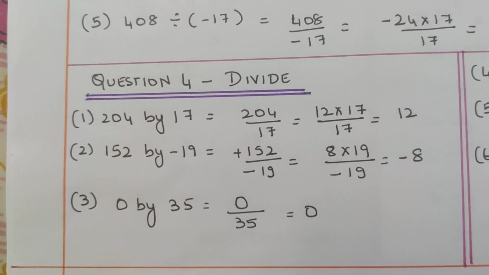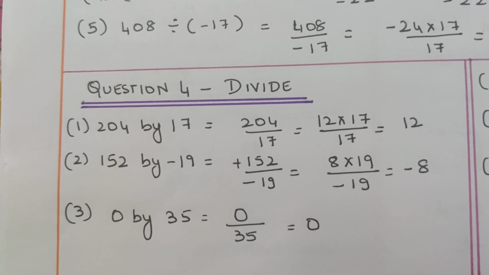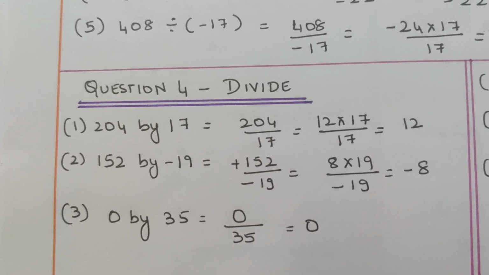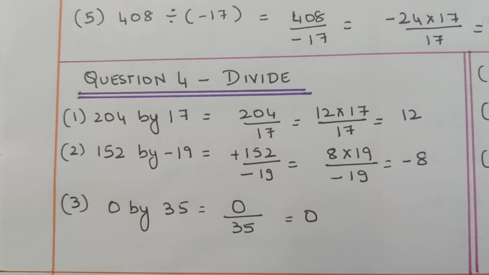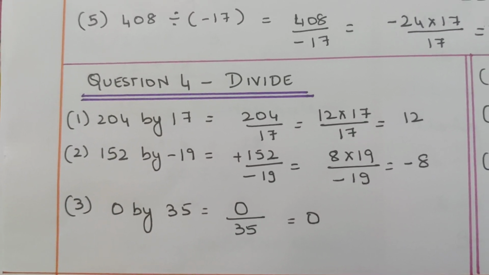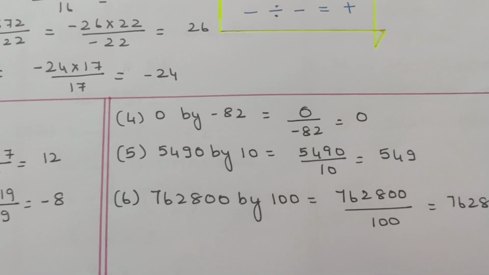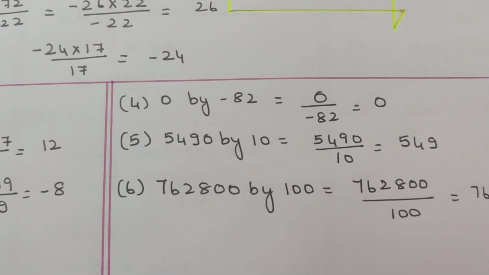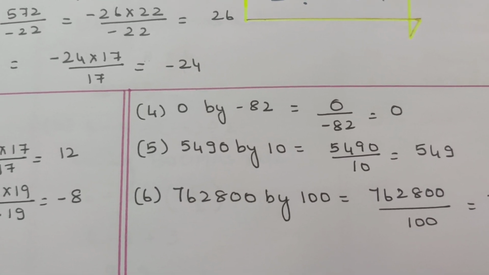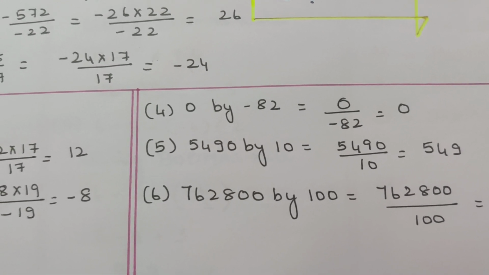The third one is a little tricky, and it's simple. It's 0 by 35. So please kids, remember that anytime you see a 0 divided by any number, the answer would be 0. Therefore, 0 divided by 35 will be equal to 0. The fourth sum is also the same thing. 0 divided by minus 82 is 0, and when 0 is divided by any number, irrespective of the signs, the answer would be 0.